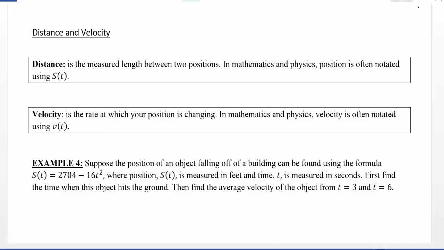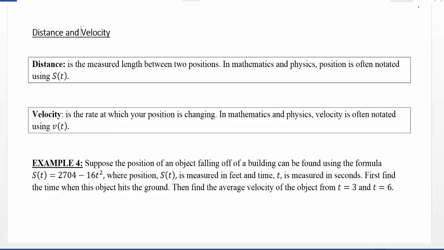So example 4. Suppose the position of an object falling off of a building can be found using the formula s of t equals 2,704 minus 16t squared, where position, s of t, is measured in feet, and time t is measured in seconds. First, find the time when this object hits the ground, then find the average velocity of this object from t equals 3 to t equals 6. So there's some interesting things happening in this problem.